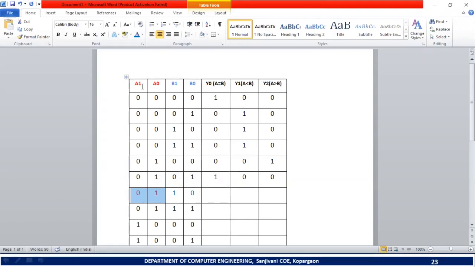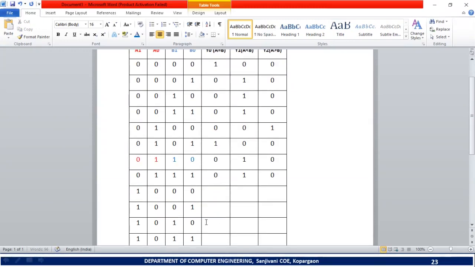So I can say that the value of A is 1. What is the value of B? B is 1 0. Convert this 1 0 into decimal, we will get 2. So which number is greater? B is greater. So that's why this output should be 1 and the remaining outputs should be 0 0. Similarly, here A is 1 and B is 3. 1 1 means 3. So which is greater? B is greater. So again this will be 1 and the remaining two outputs will be 0 0.